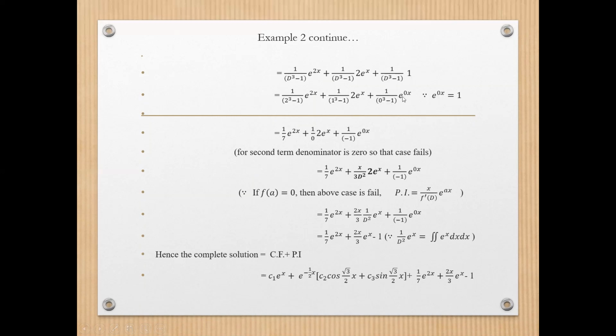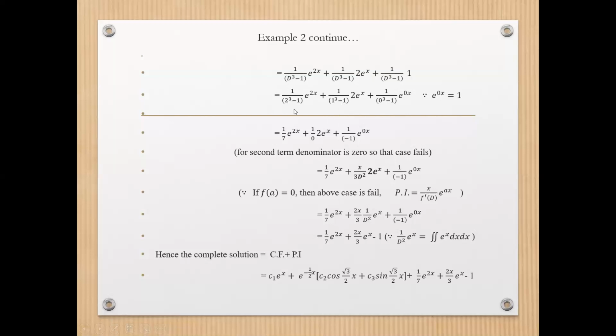Out of these three terms, what is the denominator in the first? 8 minus 1, that is 7. The denominator is not 0, so for the first term we get the required answer. For the second term, the denominator becomes 1 cube minus 1, which is 0. So in the second term the denominator becomes 0, and we cannot put the value of a directly in place of D. In the third term the denominator is not 0, so we get the required answer here. Now we have to solve the second term only.